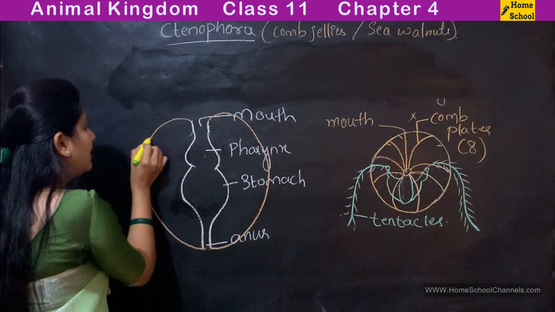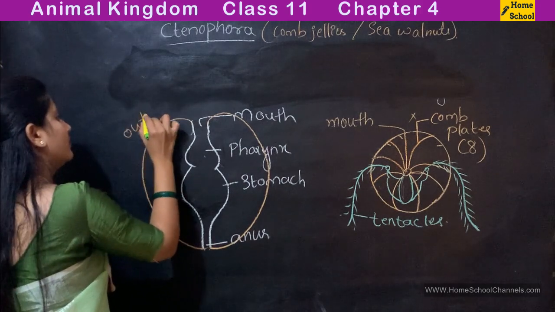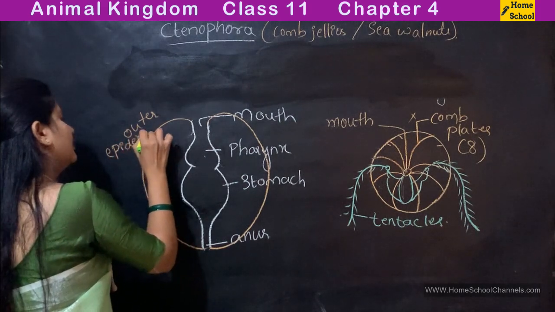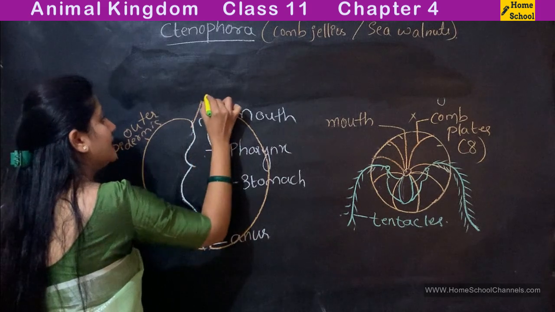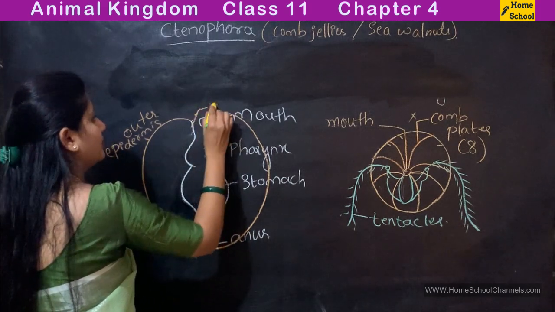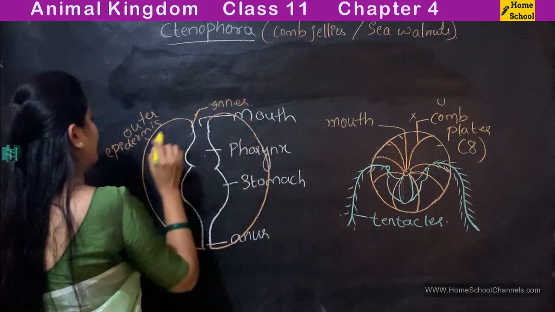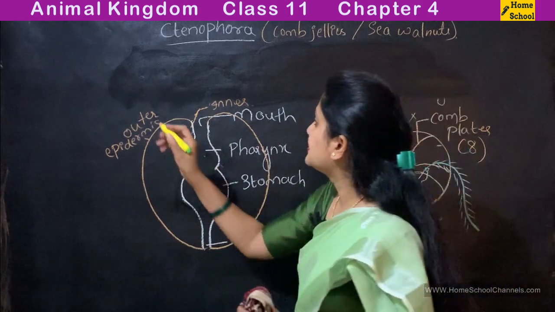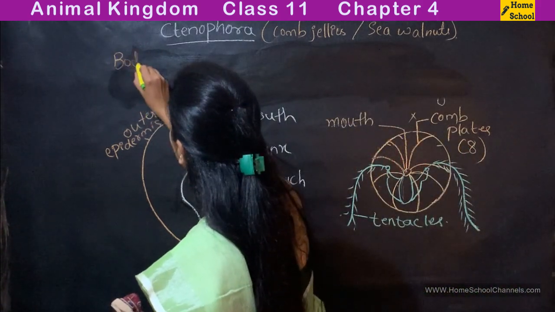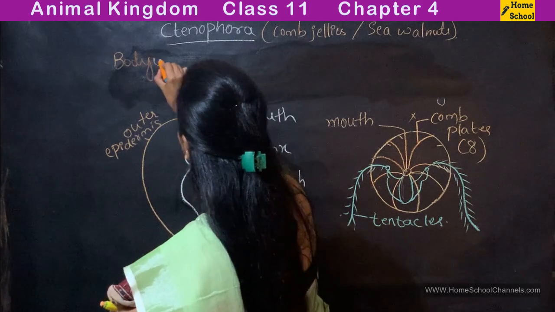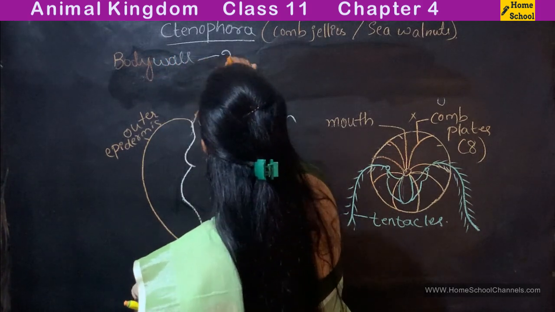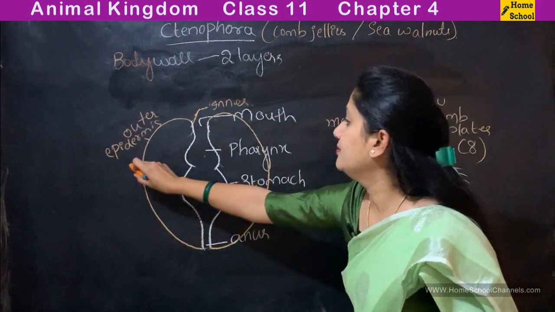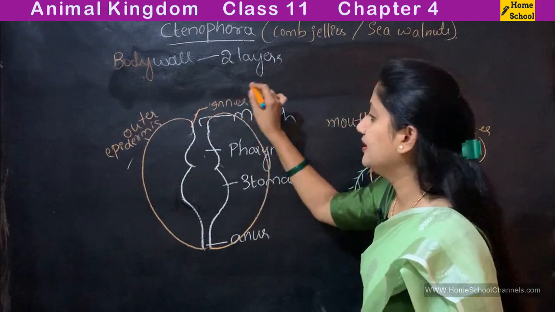So this is the outer one. This is the outer epidermis. And this is the inner layer. So when it comes to the body wall, there are two layers. So one is the epidermis, or the outer one, and the inner one.